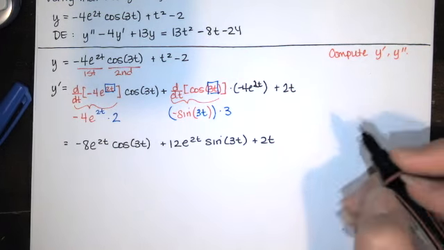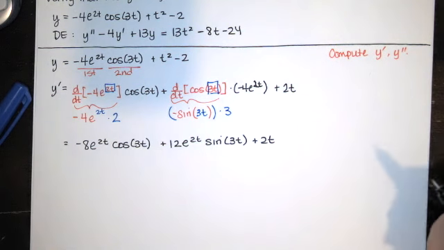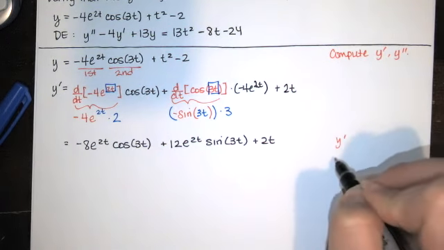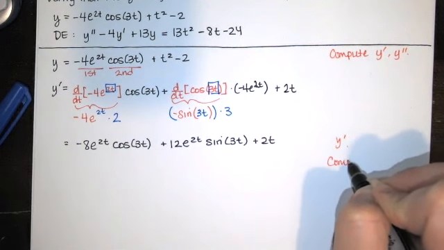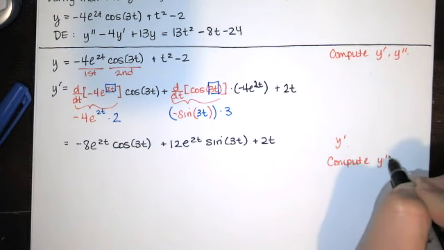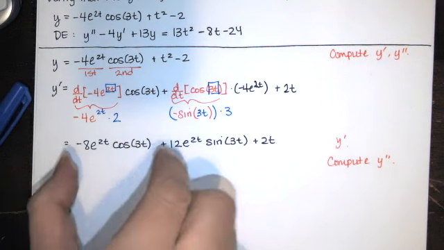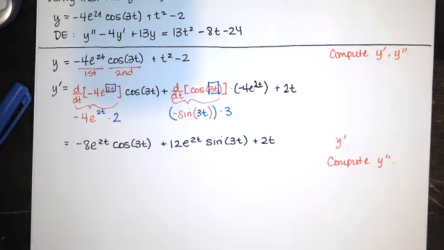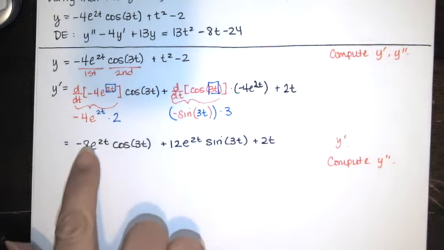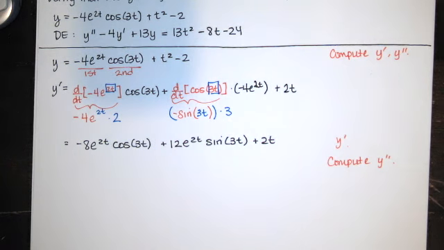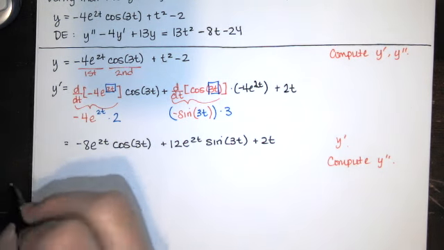Let's compute the second derivative. If you want to, you can avoid using the product rule twice by factoring out an exponential from both of these and only using the product rule once. I think for simplicity, for most students, it's just simpler to use a product rule here and use the product rule here and then collect like terms. So that's what we're going to do.